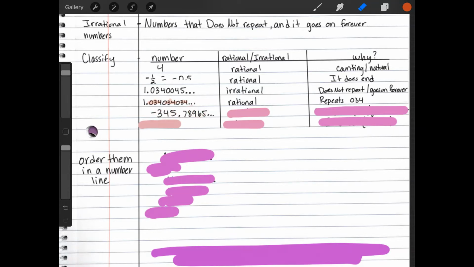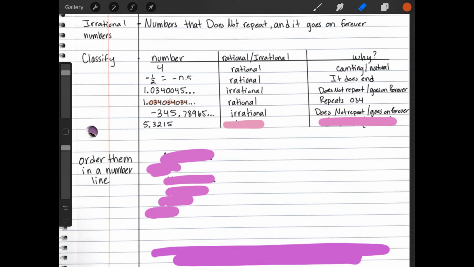All right. Next number is negative 345.78965 ... So it goes on forever. Is there any repetition? Nope. So if it doesn't repeat and it goes on forever, that means it's irrational. It's an irrational number.